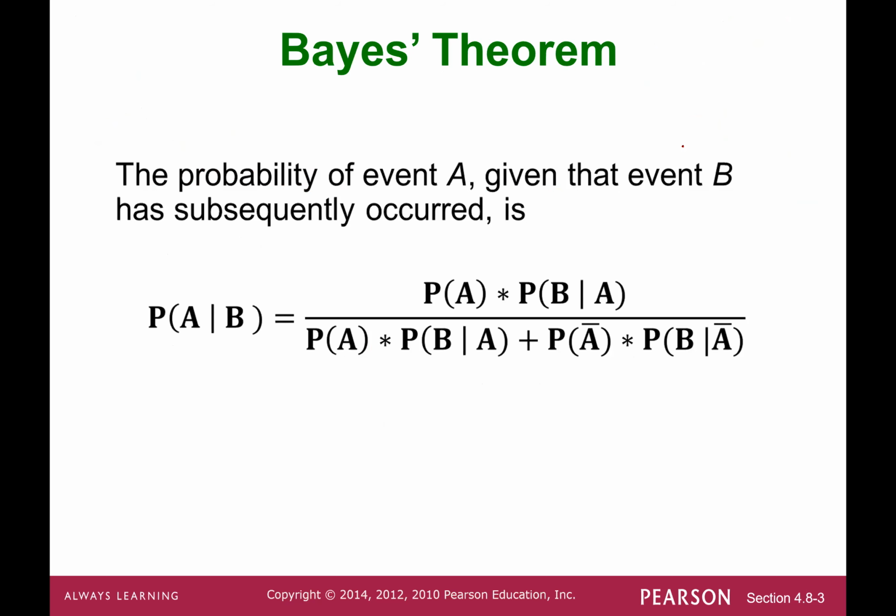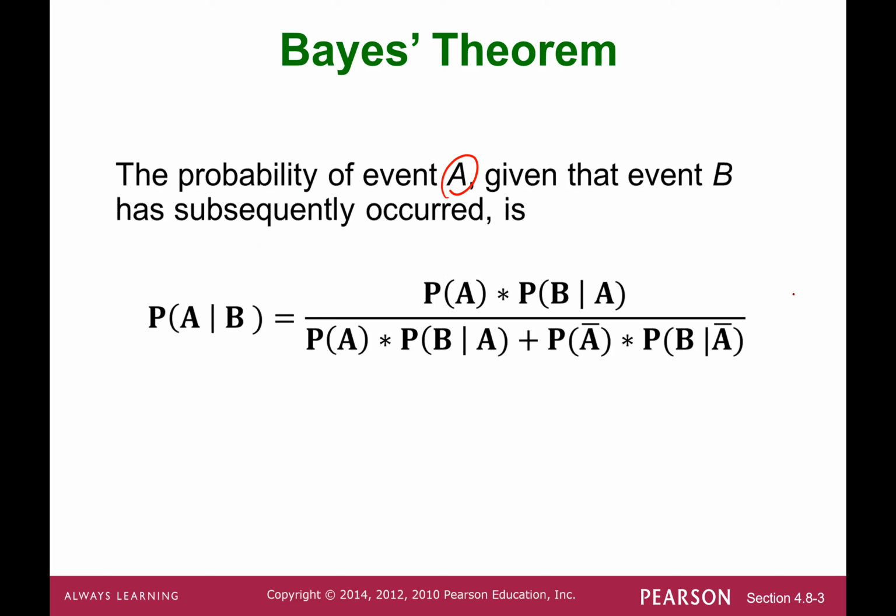And the formula to calculate the Bayes theorem, the probability of event A given that event B has subsequently occurred, will be the probability of A times the probability of B given that A occurs, divided by the probability of A times the probability of B given that A occurs, plus the probability of A not occurring times the probability of B given that A is not occurring.